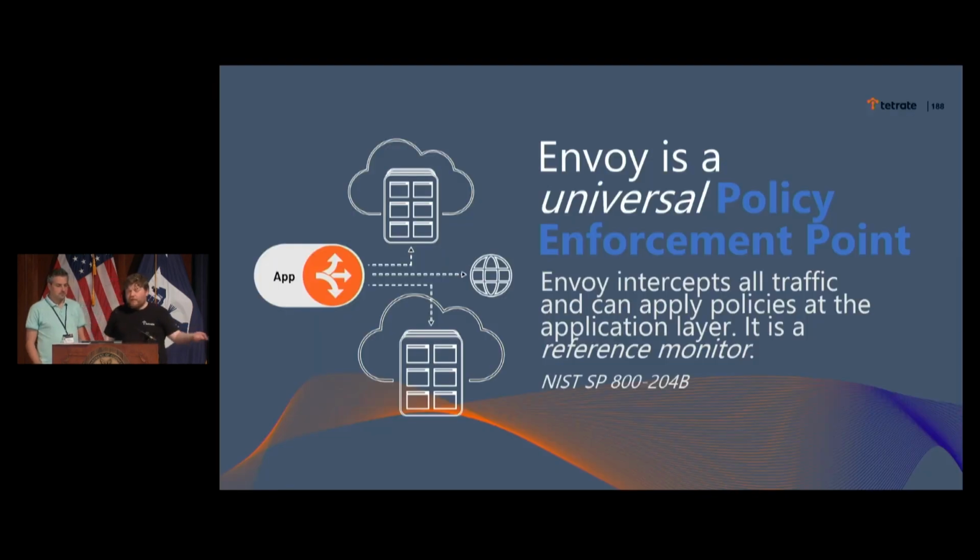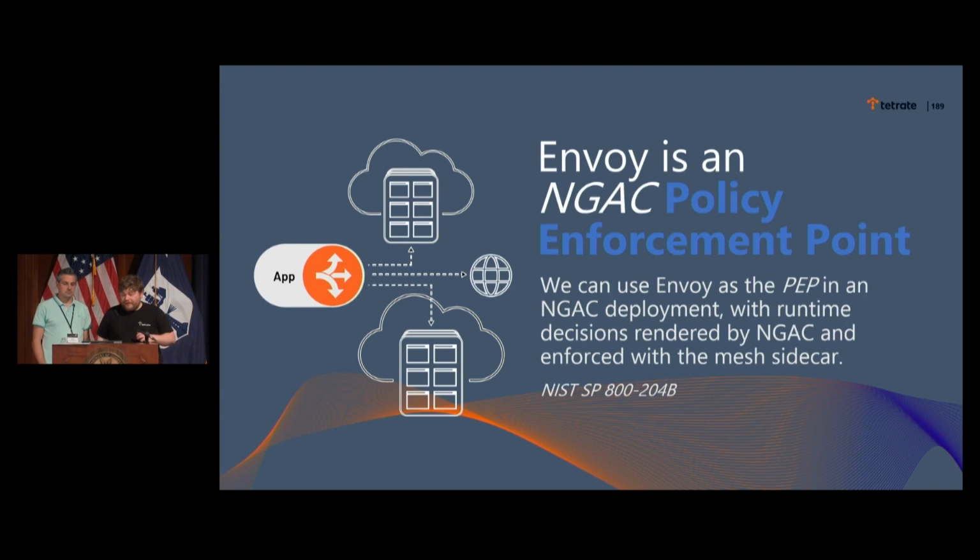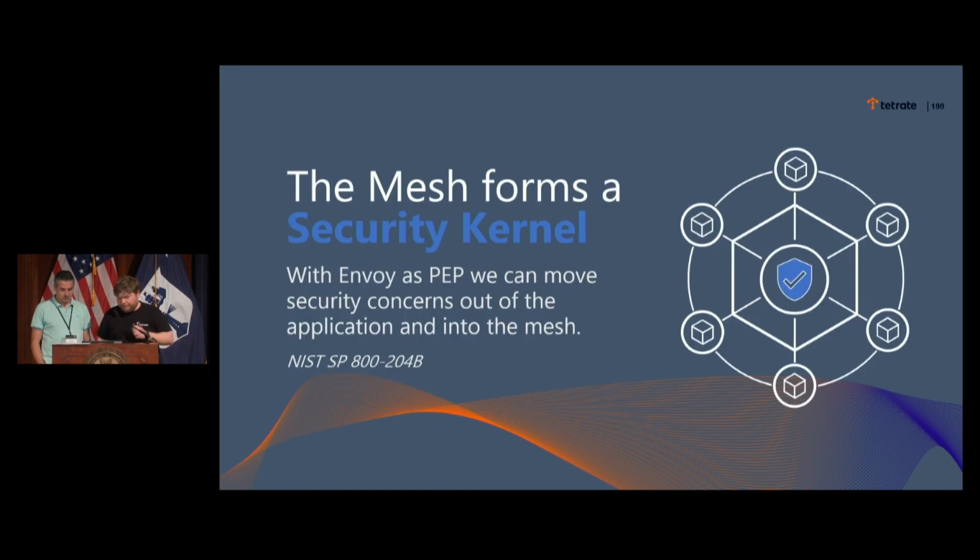Again, Envoy is a universal policy enforcement point. Because it intercepts all the traffic, it can be a reference monitor. I would suggest for folks that are interested in this side of it, go check out SP 800-204B, which is about attribute-based access control on microservices using a service mesh. And of course, it's an NGAC policy enforcement point. Ignasi is going to demo that in just a few minutes, and we'll get in depth, show you some graphs, show you some real deployments, show you some real policy decisions.